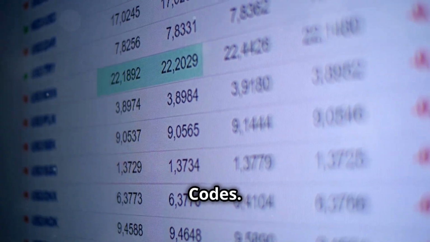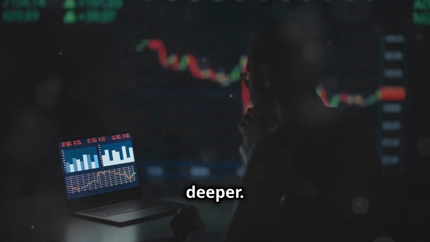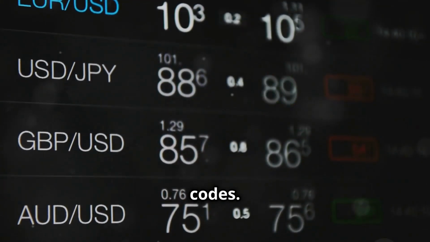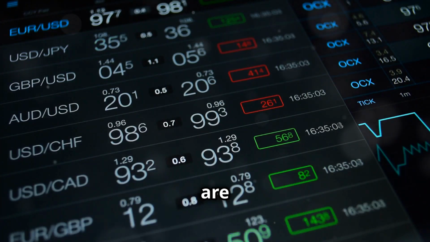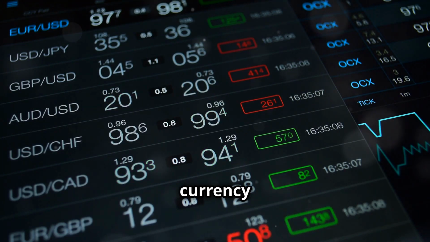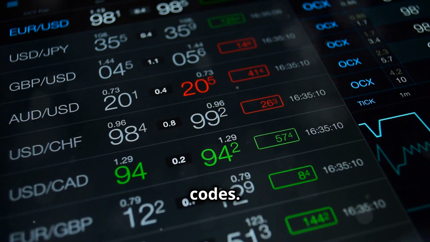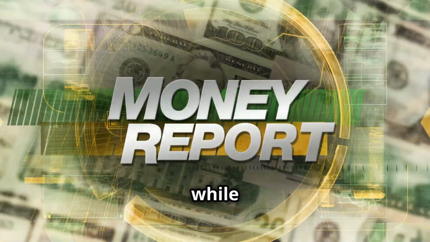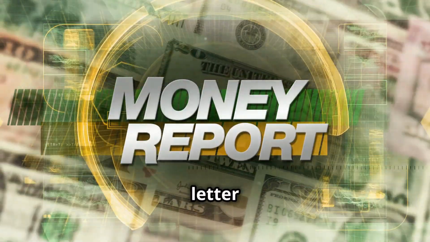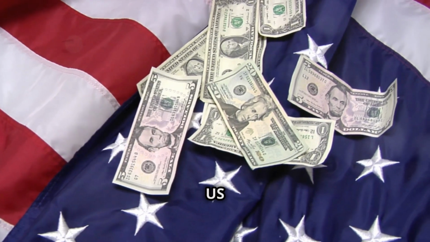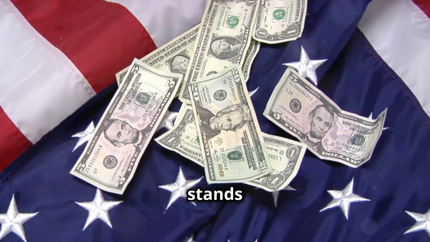Currency symbols and codes. Let's dig a little deeper. You'll notice that currencies are represented by 3-letter codes. These codes are a standard used around the world known as ISO 4217 currency codes. The first two letters of the code usually represent the country, while the third letter stands for the name of the currency. For example, USD: US stands for United States and D stands for dollar.